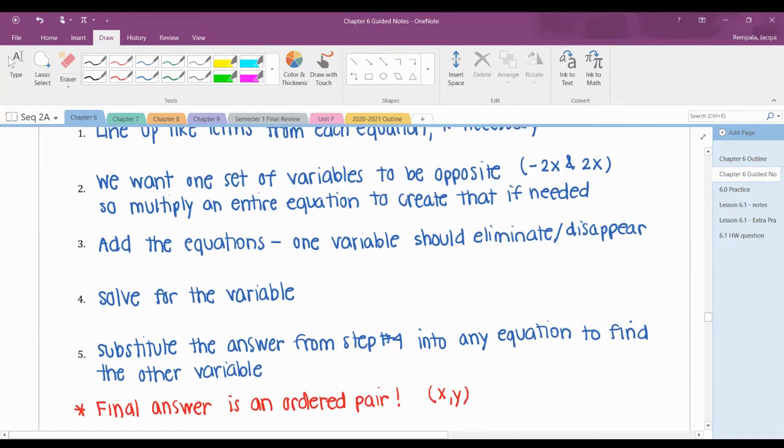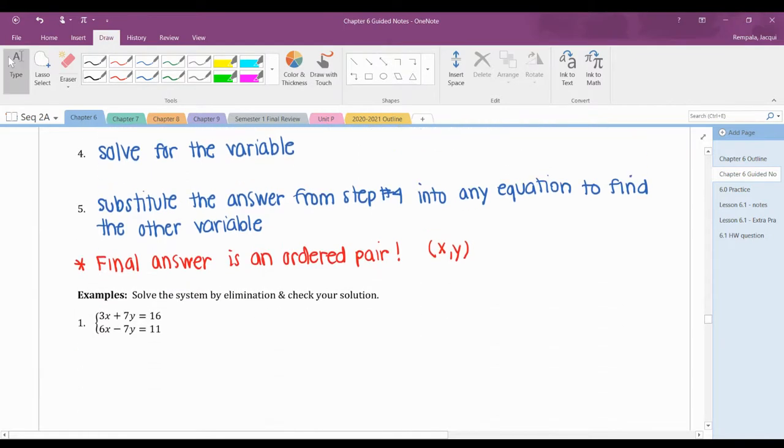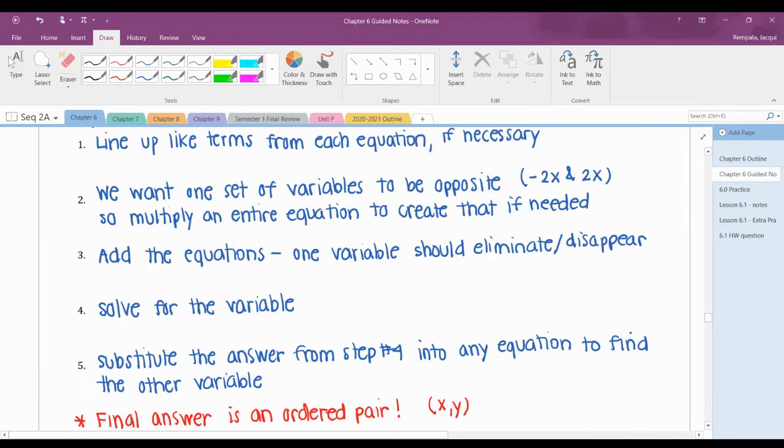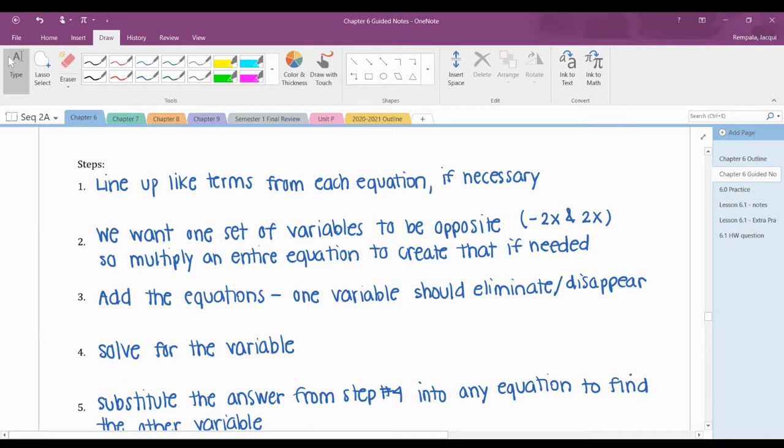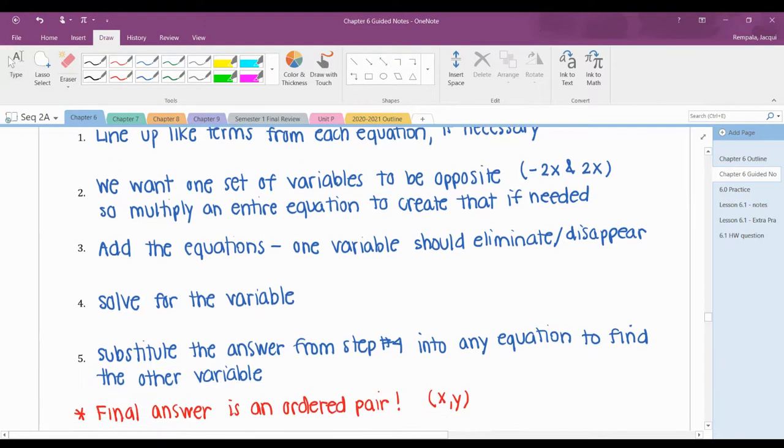Step number 2, we want to find one set of variables to be opposite. So if I'm looking at the x's, I see a 3x and I see a 6x. 3 and 6 are not opposite. So now I move over to the y's. I see a positive 7y, and notice that I see a negative 7y. So right off the bat, I have my opposites. So step number 2, we found our opposites. That means that we don't have to multiply anything to create that because we already have it. So that means we get to move on to step number 3.